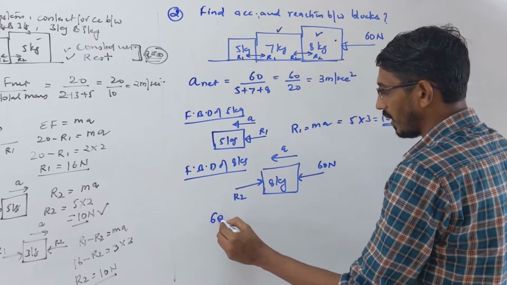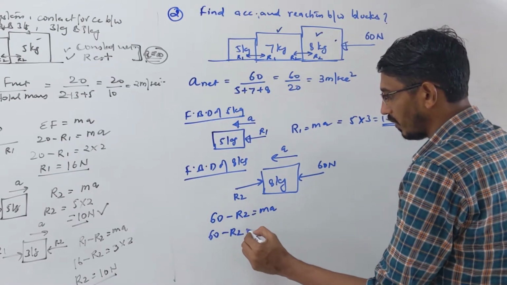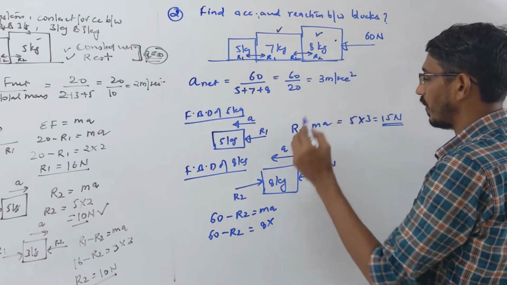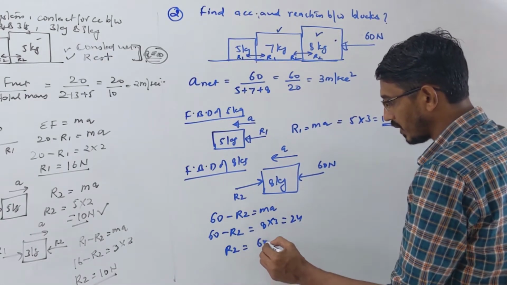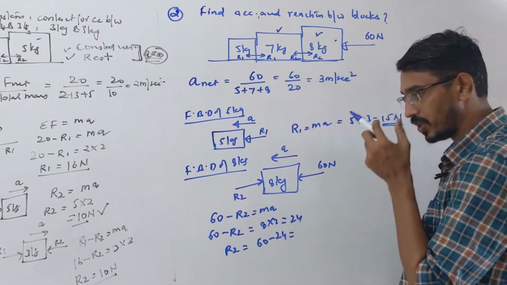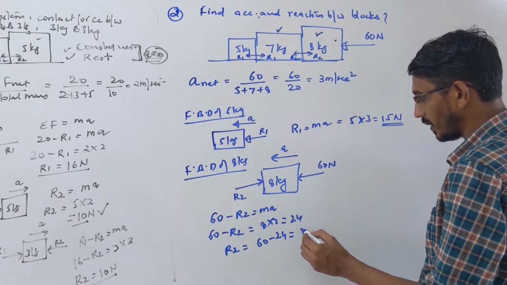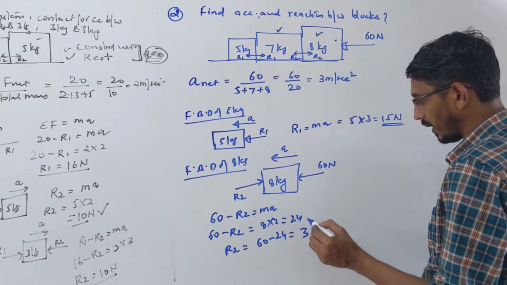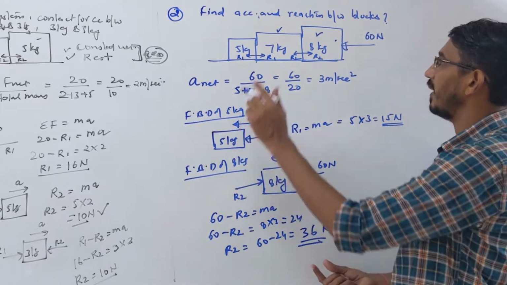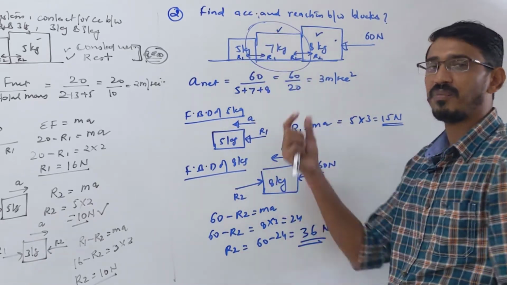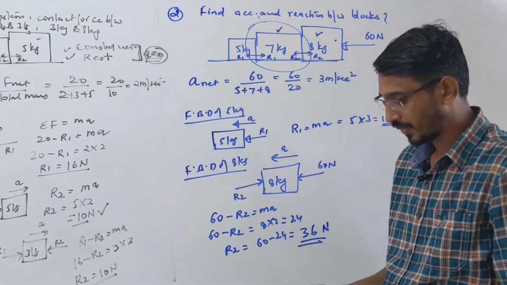So 60 minus R2 is equal to ma. 60 minus R2, m is given as 8, acceleration we have found is 3. So this becomes 24. So R2 should be equal to 60 minus 24, which becomes how much? 36, it should come, right, Newton. Yeah, the same answer, 36, you will get if you take the FBD of this body also. You can write the FBD of this body also, and let's check whether your answer comes the same or not, right?